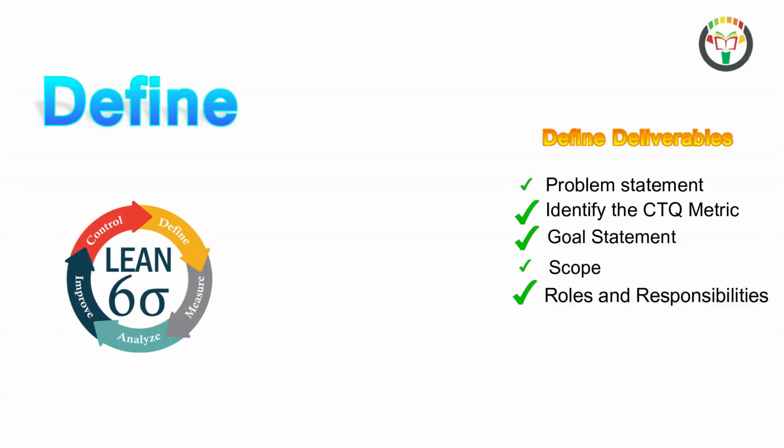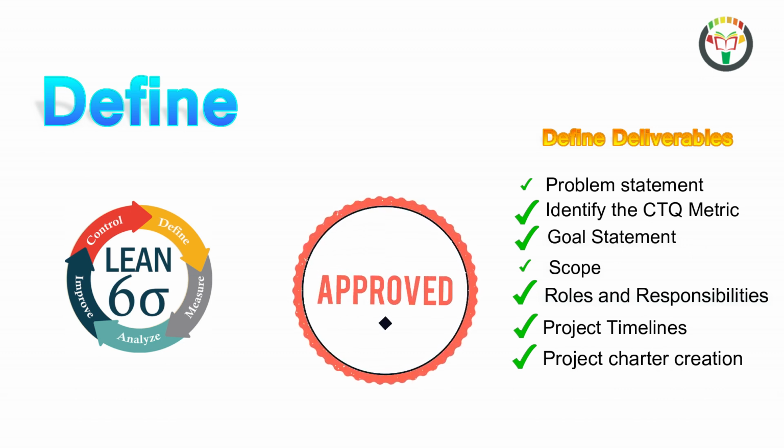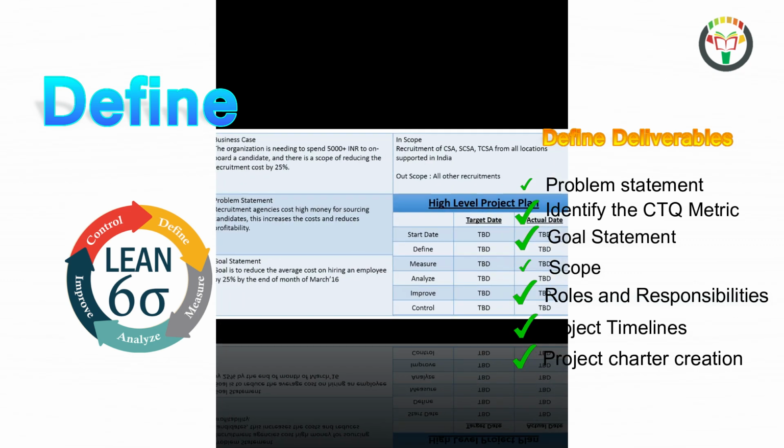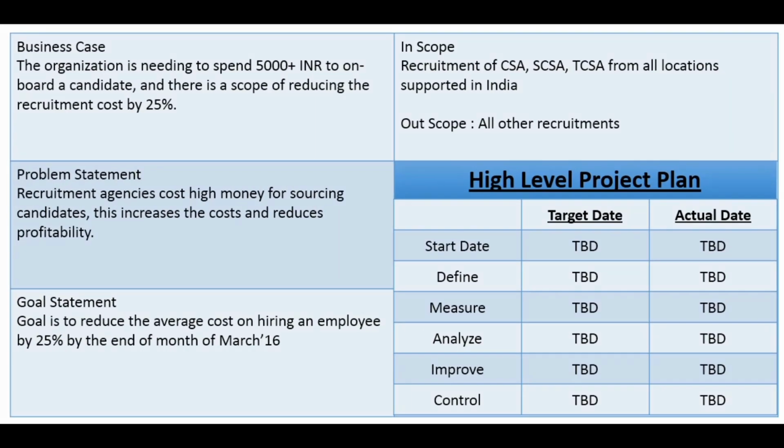As we agree on the roles and responsibilities for different stakeholders, we try to list down very high-level timelines and then capture it all in the project charter. Once a project charter is created, please remember to get your project charter approved by the project sponsor in the define stage itself. Now you're good with the first toll gate review with your project mentor or the master black belt, as this will conclude the define phase of Six Sigma.